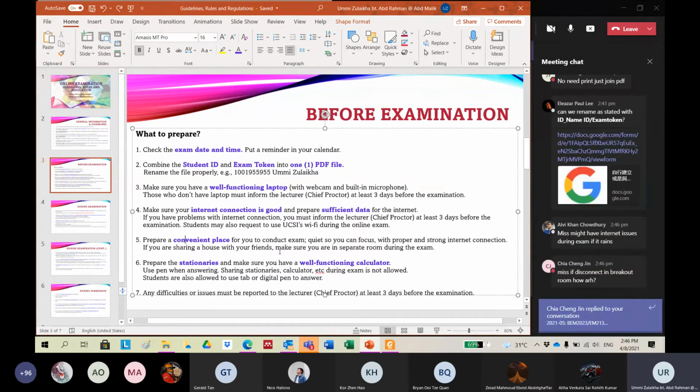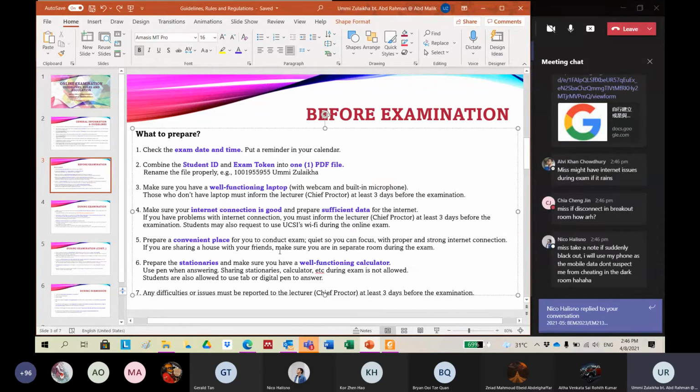Okay. Quiet so you can focus. Maybe don't have your sister or brother playing at the back. And also with proper and strong internet connection. If you are sharing a house with your friends, make sure you are in a separate room during the exam.